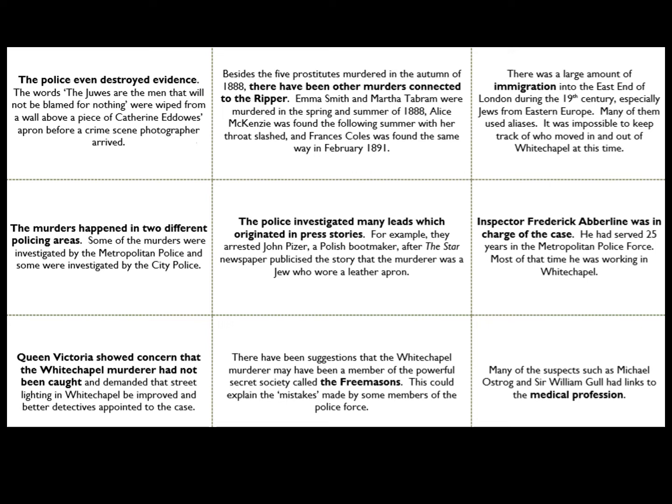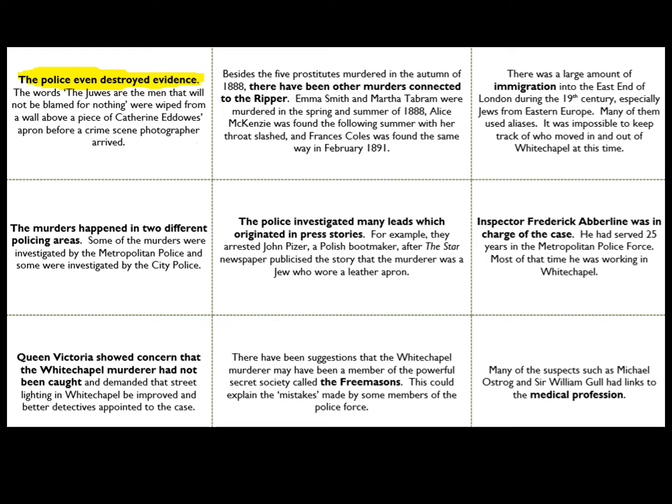And you're using these cards, which are in the card sort folder if you want to use the digital sort document version rather than looking at the PowerPoint, or you can use the PowerPoint to fill it in. So the first one is the example one that we've got here, the police even destroyed evidence. So all I would do in my police mistakes column is put that sentence that I've just highlighted in there. So the words, "The Jews are the men that will not be blamed for nothing," were wiped down from a wall above a piece of Catherine Eddowes' apron, one of the victims, before a crime scene photographer arrived. So they were destroying evidence before they could even take a photo of what the actual crime scene looked like.